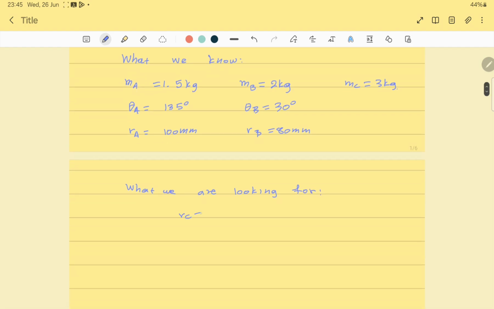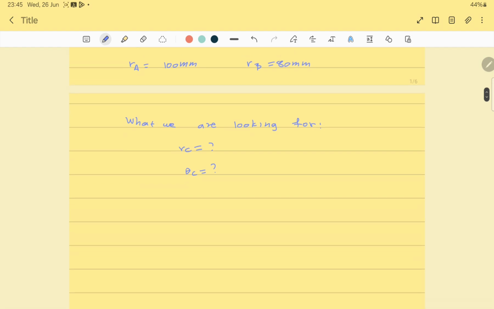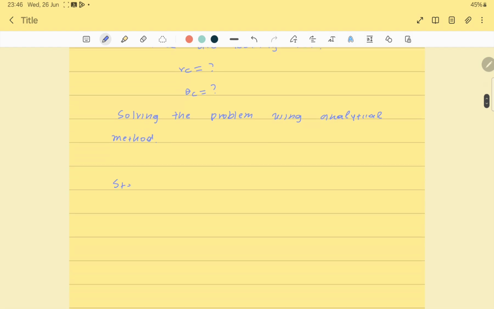Alright, what we are looking for, we look for RC, the radius for C, and the angle. We will solve the problem using the analytical method. So the first step we can do is to convert the coordinates, the polar coordinates, to rectangular coordinates.